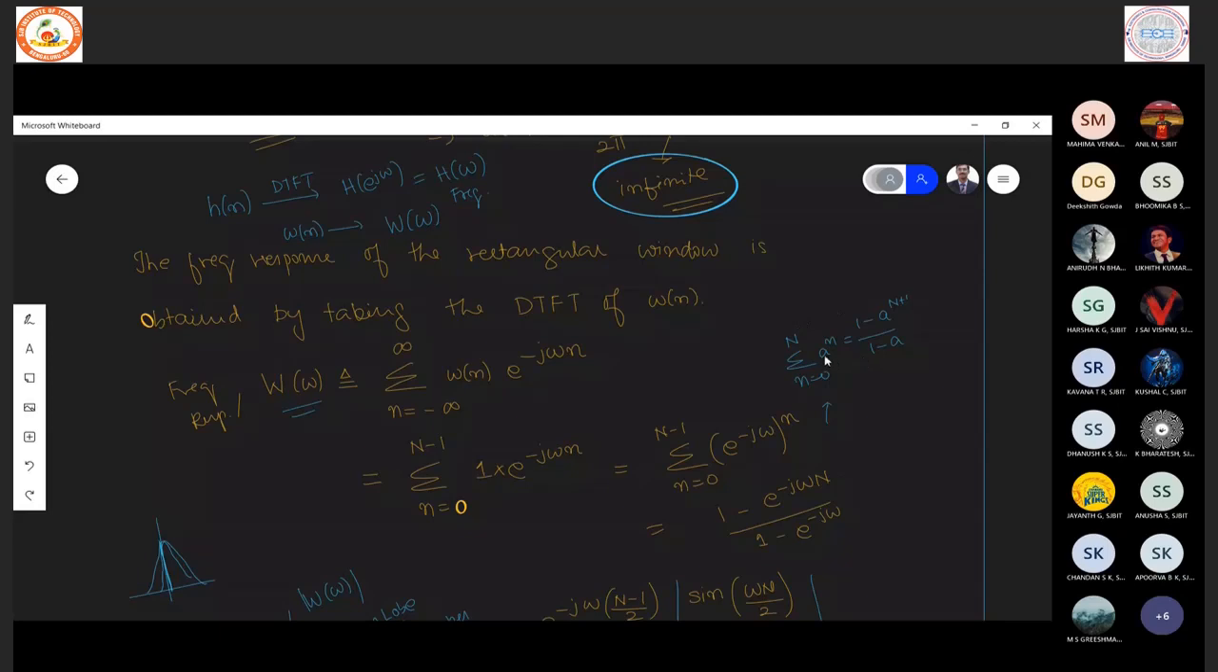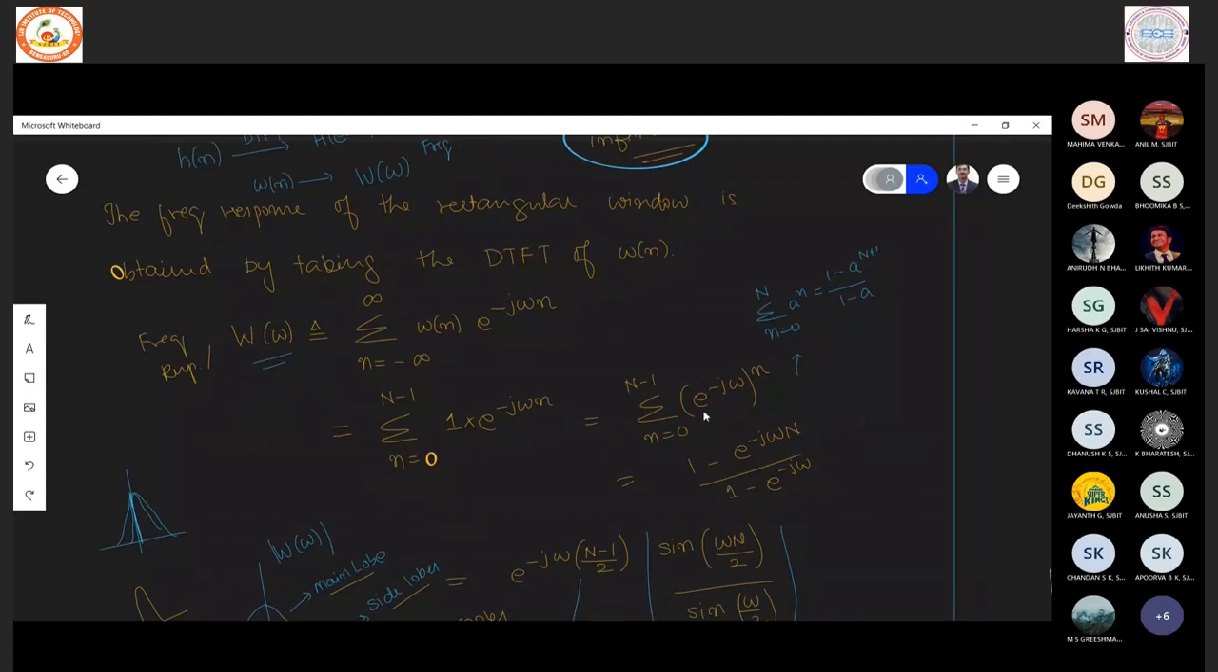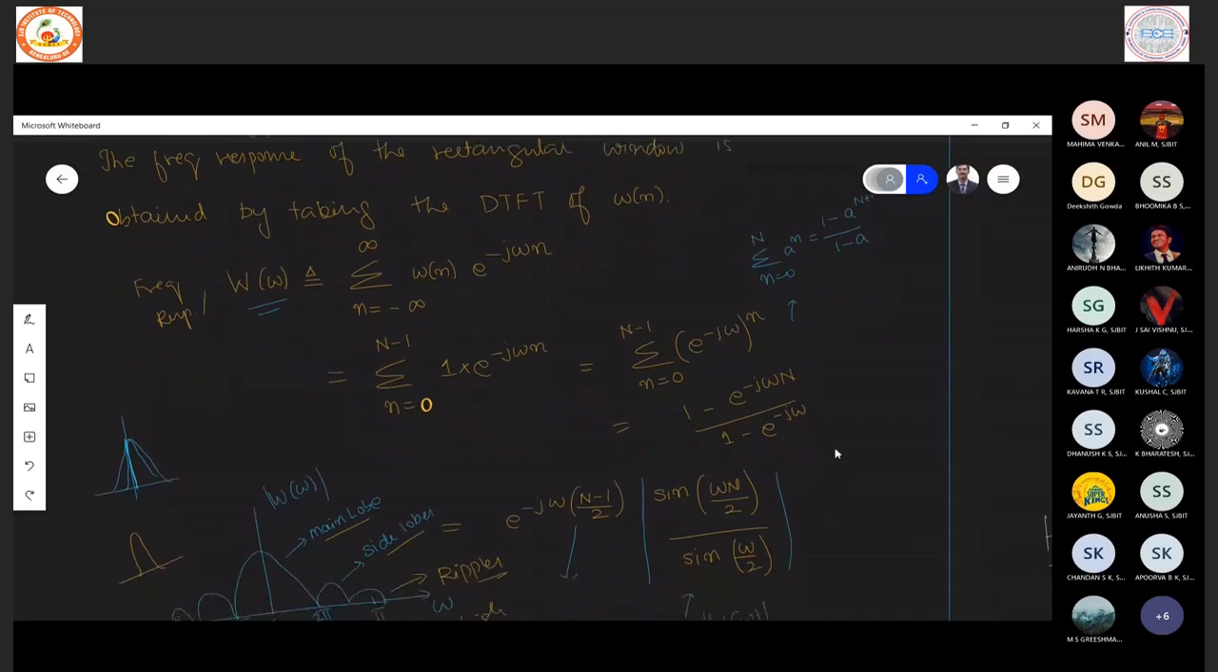It's a finite series, a power of n, and we know the solution for that is 1 minus a power of n plus 1 divided by 1 minus a. Therefore, the equation can be expressed as 1 minus e power of minus j omega N divided by 1 minus e power of minus j omega. Why did you get that N here? Because the highest limit term we had was N minus 1. We have to take 1 greater than that, so 1 greater than that is capital N. So e power of minus j omega whole raised to N, or simply multiplied by N, both are same. Correct? So this is what we have.